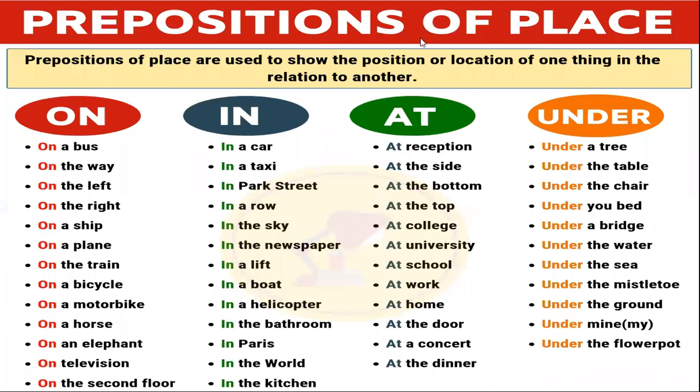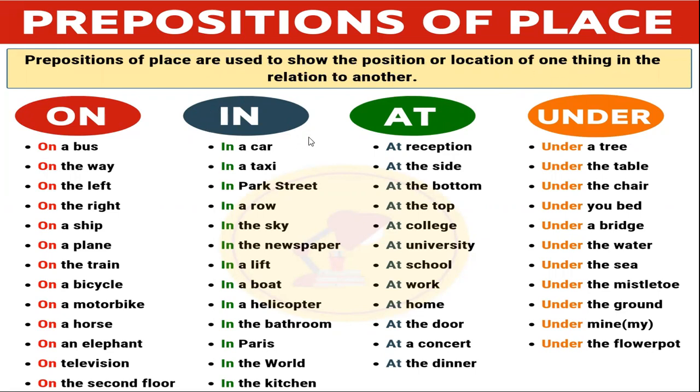Next, some preposition of place. What's the preposition of place? Where can we use preposition of place? Prepositions of place are used to show the position or location of one thing in relation to another. So the preposition of place is used to show the position or location where the action took place.